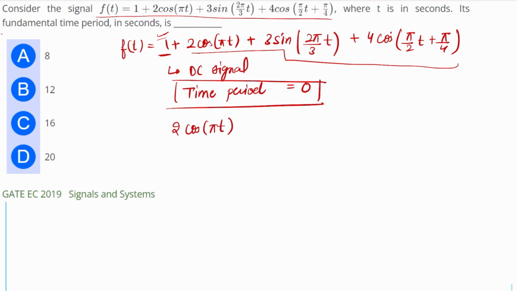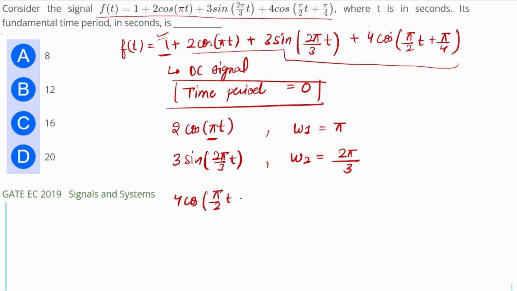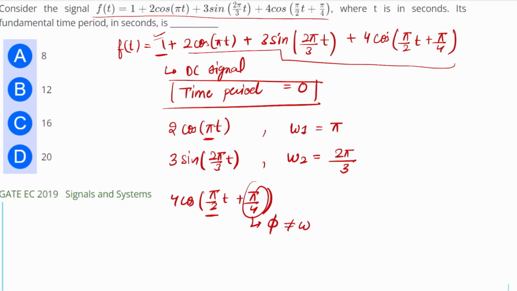So now we have to see what the omega is in this. How we write a cosine signal is cos omega naught t. So omega 1 is equal to pi. Then 3 sine 2 pi by 3 t, so omega 2 is equal to 2 pi by 3. And 4 cos (pi by 2 t plus pi by 4). This is also a phase, so this is not our omega. So omega is just this before t. So omega 3 will become pi by 2.